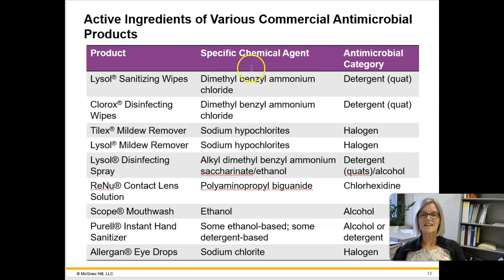Here's a table that's in your book, and you might want to look at it just to show you some of these different things that you might be familiar with and what is their active ingredient. Go look around your house, and it's always interesting to see the active ingredients.